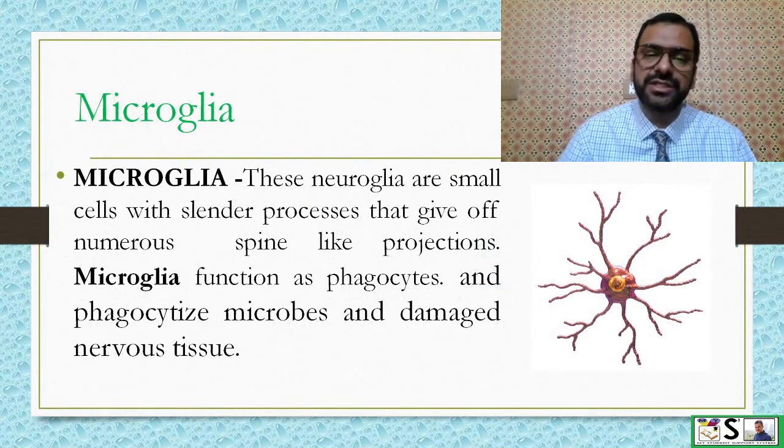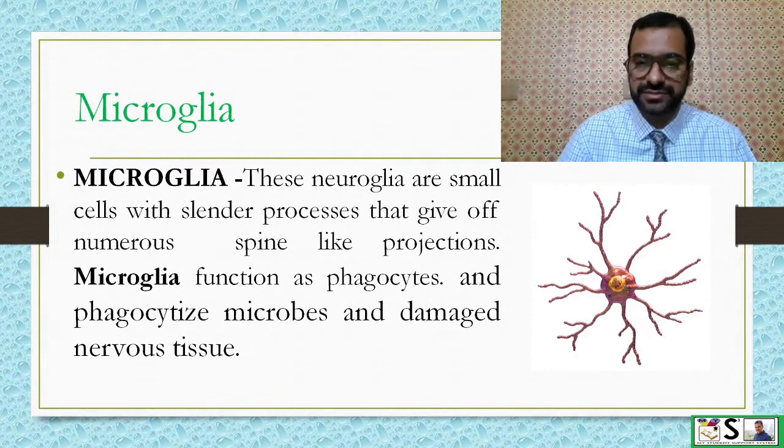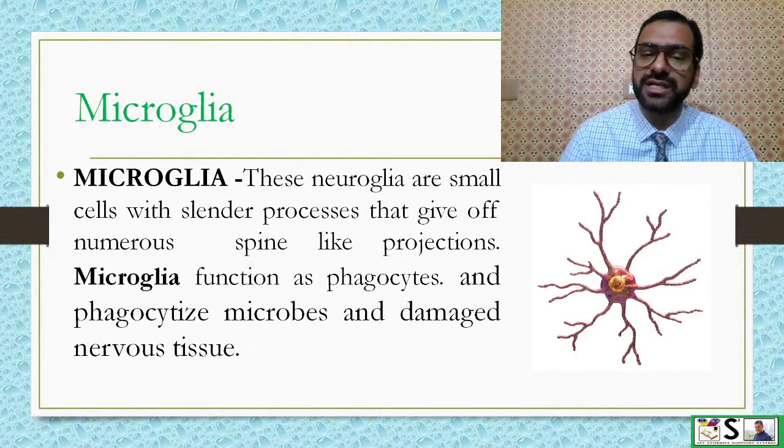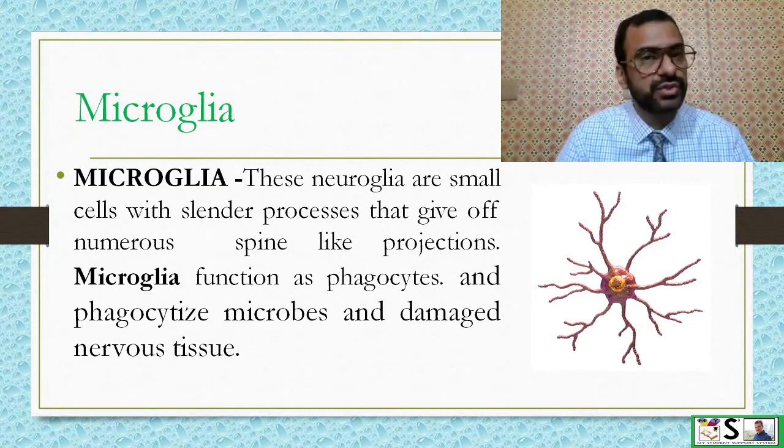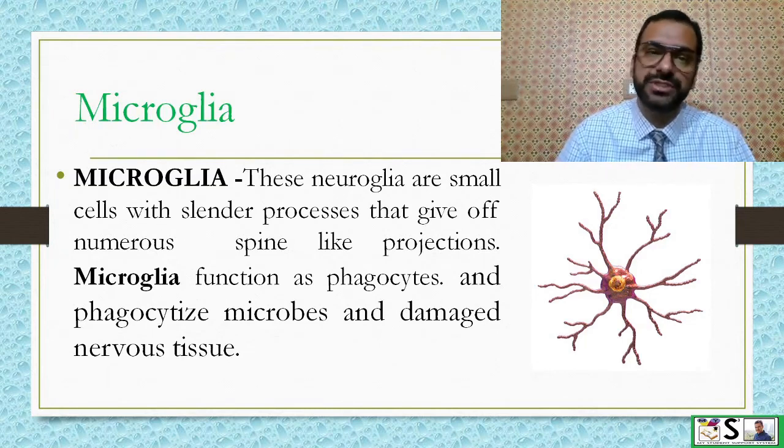Microglia. These neuroglia are small cells with slender processes that give off numerous spine-like projections. Microglia function as phagocytes and phagocytize microbes and damaged nervous tissue.